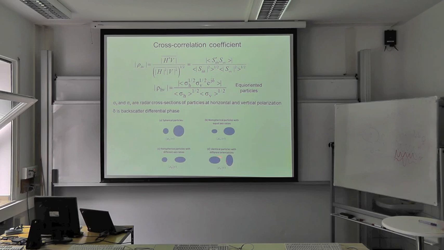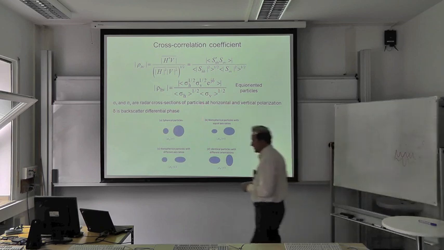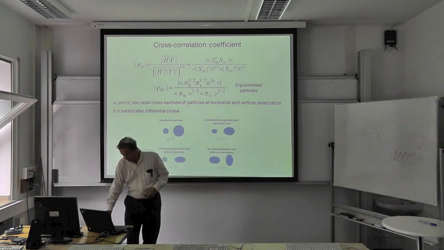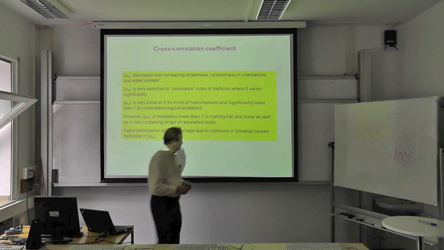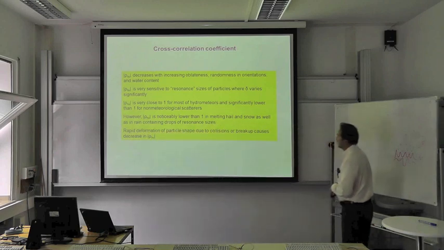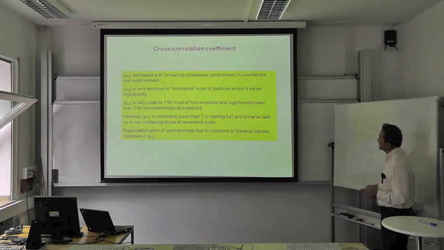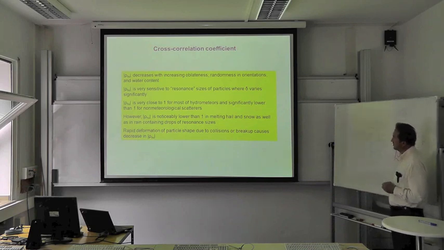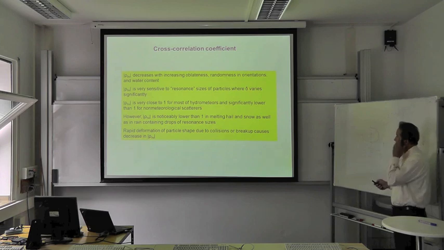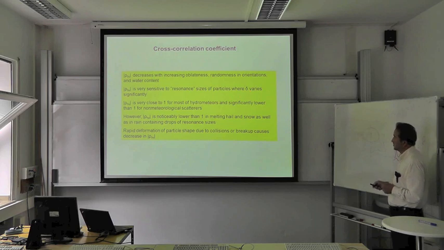And again, if you have particles of different phase composition, the cross-correlation coefficient tends to decrease. Cross-correlation coefficient summarizes the diversity of particle sizes, shapes, and orientations in the radar resolution volume, and also different habits in the radar resolution volume. It usually decreases with increase of canting, random misorientations, and water content. It's very sensitive to resonance sizes, where backscatter differential phase varies significantly. It can also be shown that when delta is very unstable, then rho hv also tends to be low.